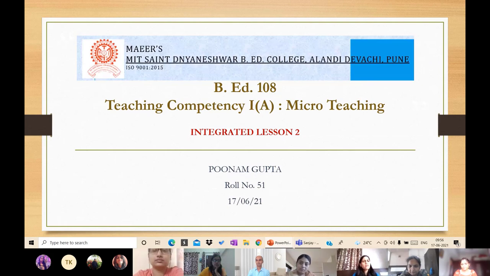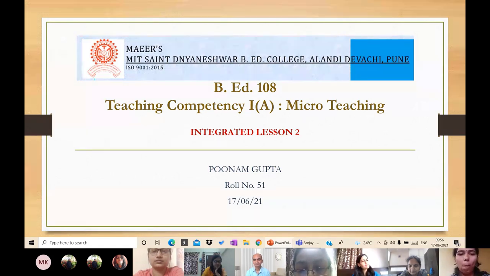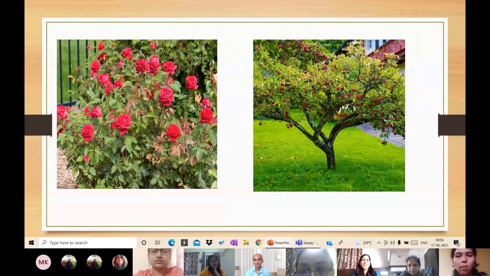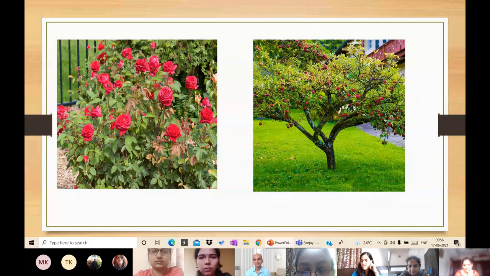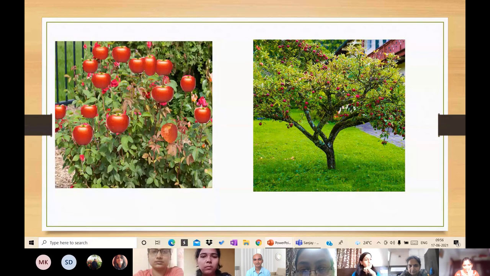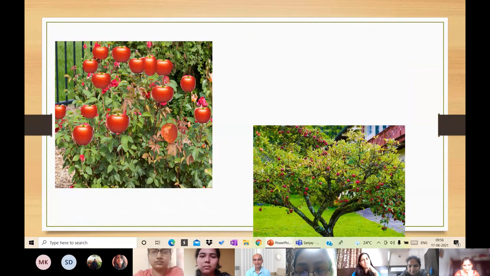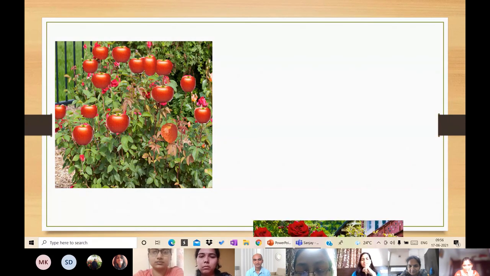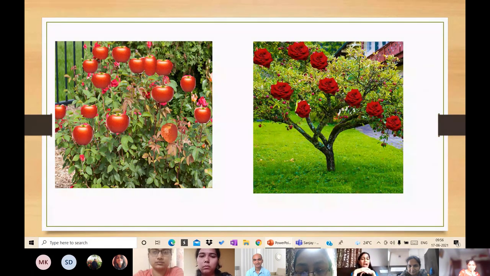So I have a question for you. Where do you find roses? On rose plants. Very good. Where do you find apples? On apple trees. Wow, what a beautiful answer, Rashmi. Very good. Now imagine if instead of roses on the rose plant, you are able to see apples on the rose plant. Not possible. Okay, and that is why I asked you to imagine, beta. You will see roses on the apple plant. Isn't it a very exciting imagination?